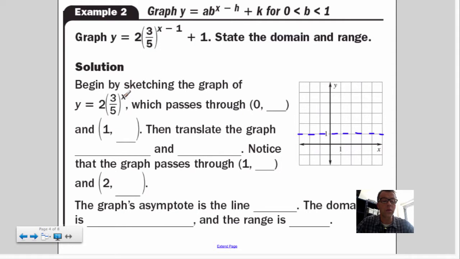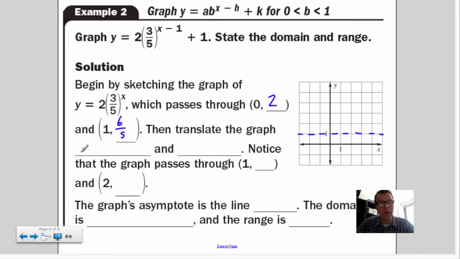Right. So first thing we should do is plot a point without the horizontal and vertical shift. So that's just this base equation here. When x is 0, I should get 2 for y, right? 3/5 to the power of 0 is 1. 1 times 2 is 2. And then when I plug in 1, I should get 3/5 times 2, which should give you 6/5.